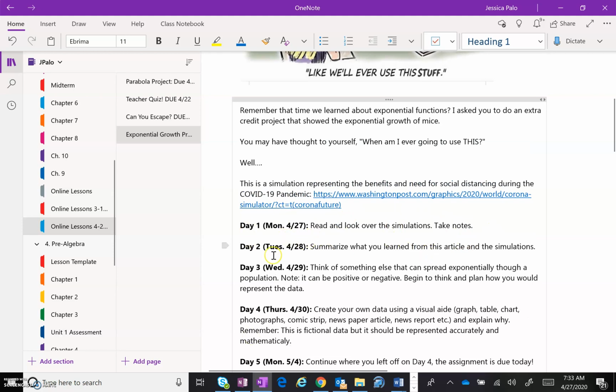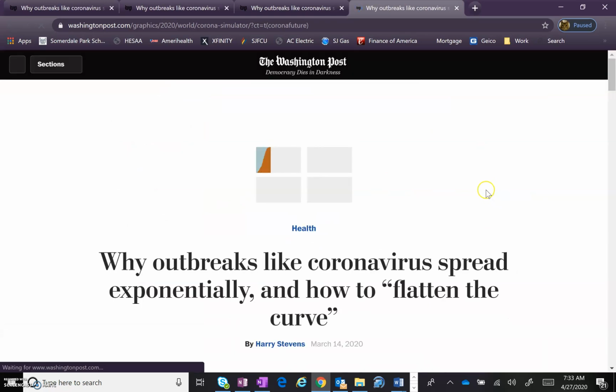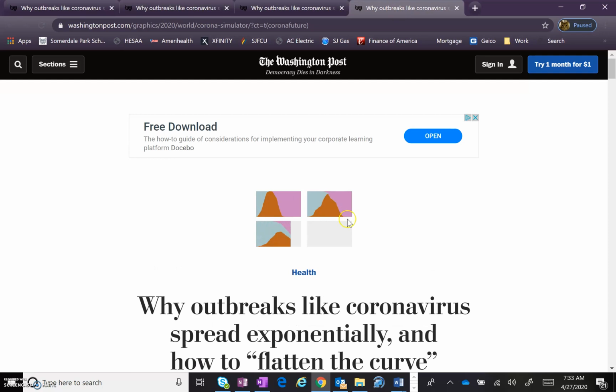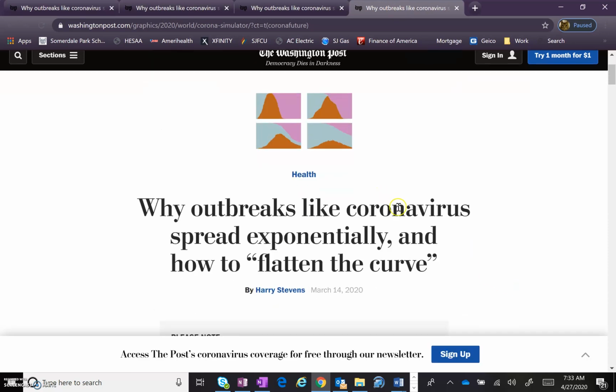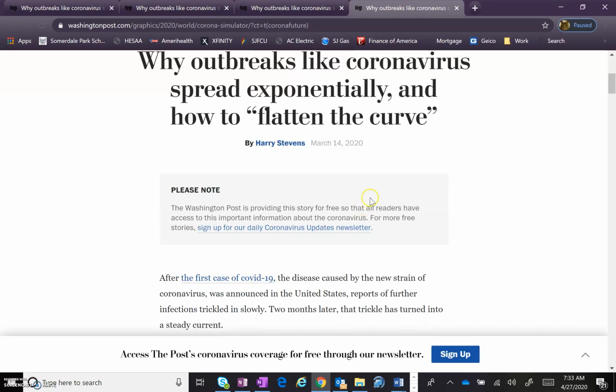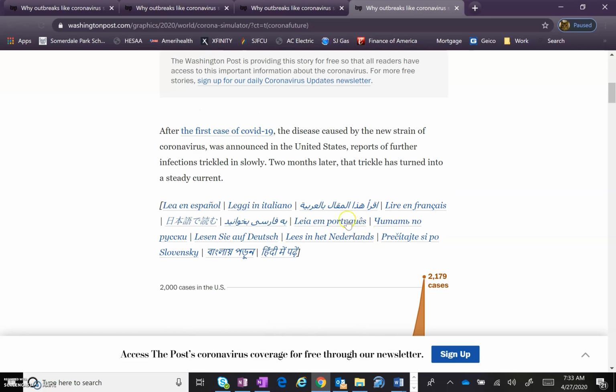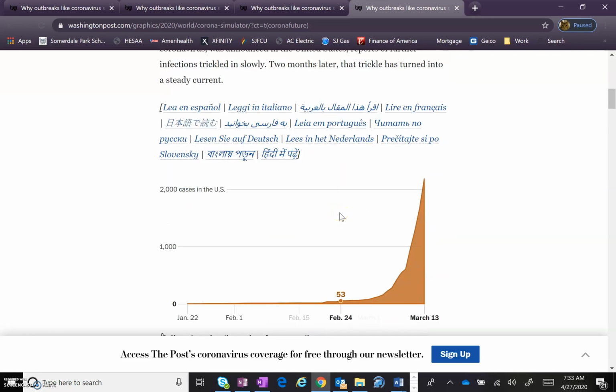For the first 2 days, day 1 and day 2, you are going to be looking at this website. Notice how many times I have it open at the top of my screen. That's how many times I've clicked on it. This website goes over why outbreaks like the coronavirus spread exponentially and how you're going to work to flatten the curve, or how we are going to work to flatten the curve.